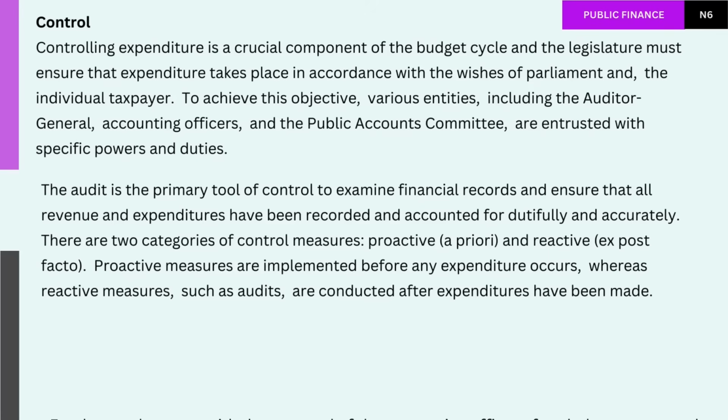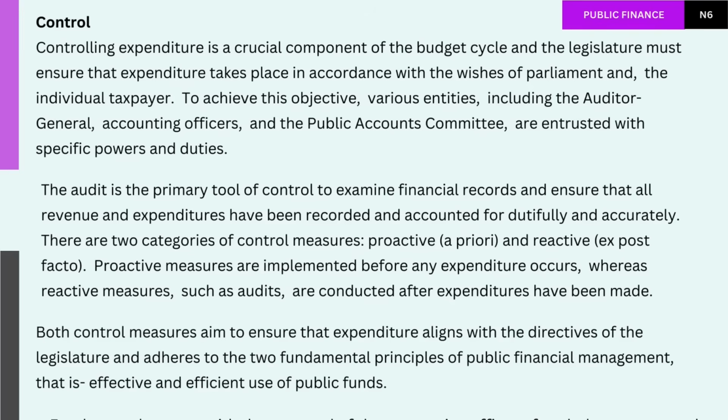There are two categories of control measures: proactive, a priori, and reactive, ex post facto. Proactive measures are implemented before any expenditure occurs, whereas reactive measures, such as audits, are conducted after expenditures have been made. Both control measures aim to ensure that expenditure aligns with the directives of the legislature and adheres to the two fundamental principles of public financial management, that is, effective and efficient use of public funds.